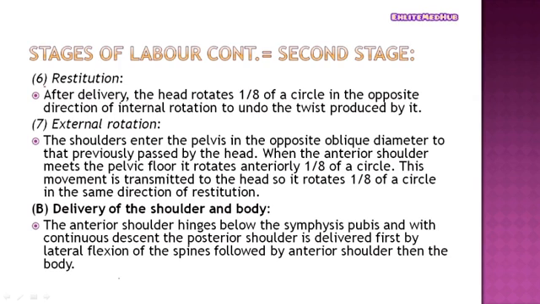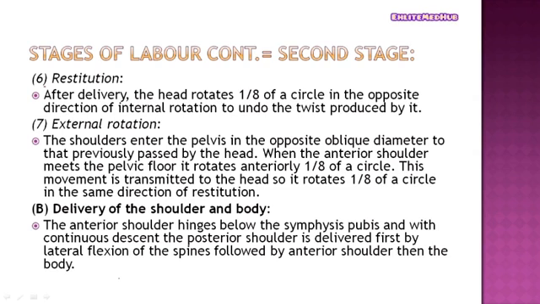So in a nutshell, the delivery of the shoulders begins with the anterior shoulder, that's the one in front. This shoulder lies under the mother's pubic bone, that's the symphysis pubis. The doctor or midwife places one hand on each side of the baby's head and gently pulls the head downward and backward. This allows the anterior shoulder to slip out from under the pubic bone.